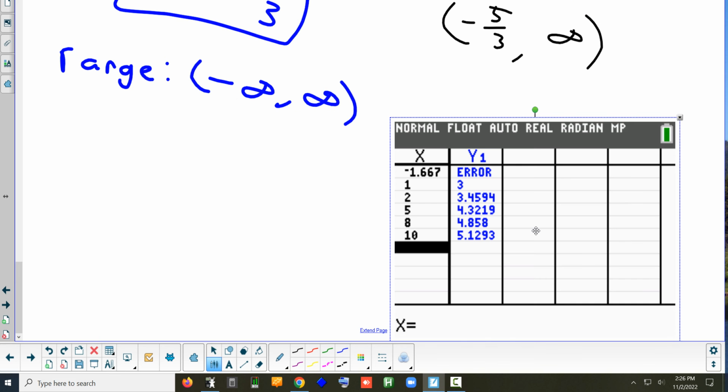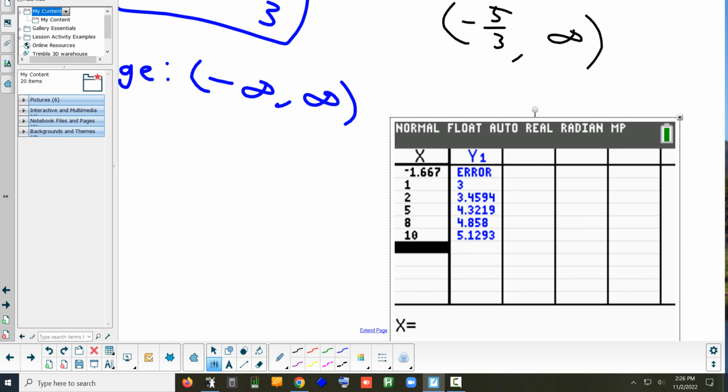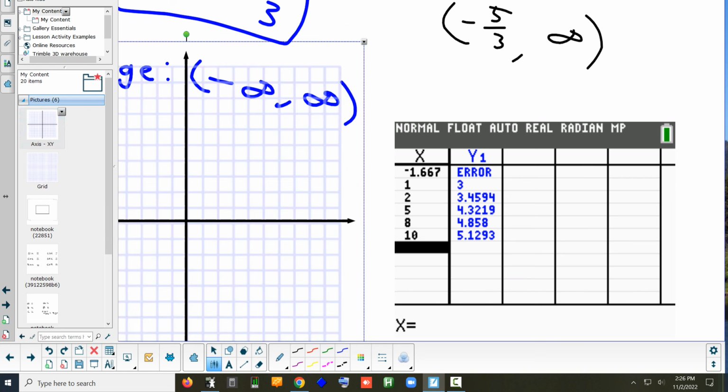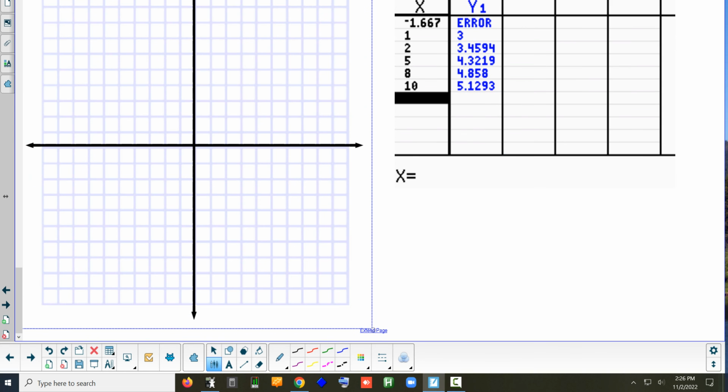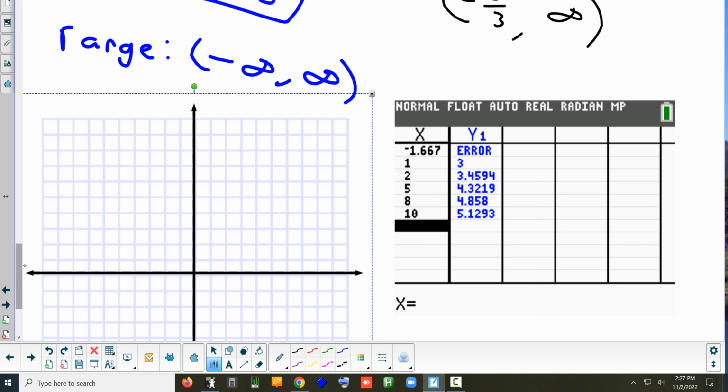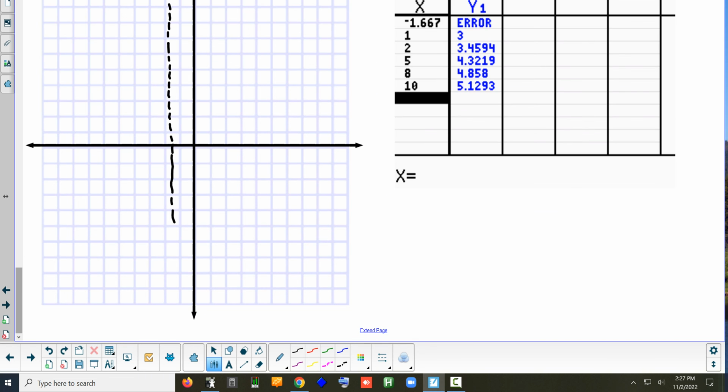Let's make a sketch. So, get your table. Let's get a piece of graph paper. And remember, part of it should be vertical, or very, very close to it. So put your vertical line in first. Negative 5/3. Again, that's about negative 1.7. So just before negative 2. I put it dotted so that way we know it's an asymptote.